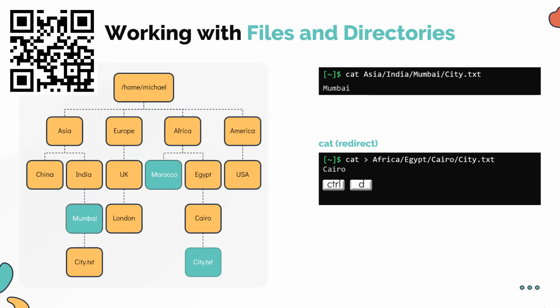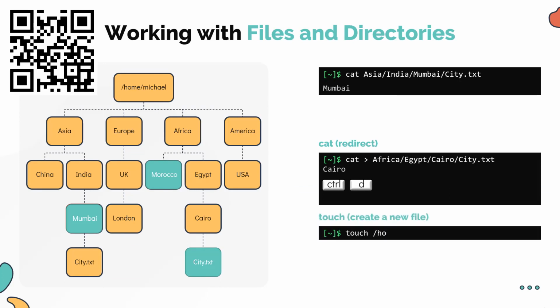Finally, what if you want to create an empty file called country.txt under the directory called China? One very simple way to do this is to make use of the touch command. Use the command called touch and argument /home/michael/asia/china/country.txt. This will create a new empty file called country.txt under the China directory. There are other ways to redirect data into a file. We will cover these in Chapter 2 of the Quick Start Guide.